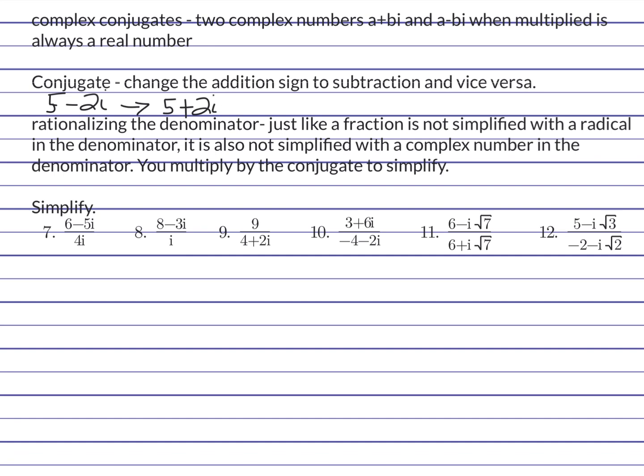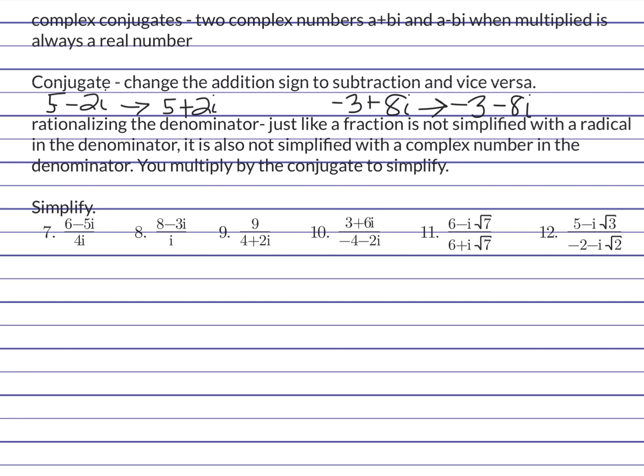The conjugate of negative 3 plus 8i. Again, you are only changing this sign. So the conjugate of negative 3 plus 8i is negative 3 minus 8i. Oops, I did not write that. Hold on. Negative 3 minus 8i.